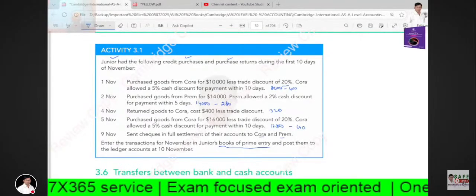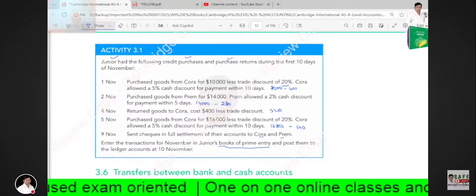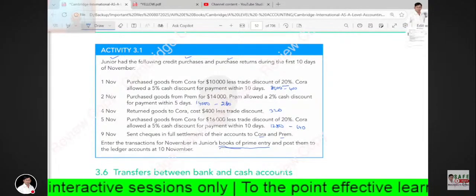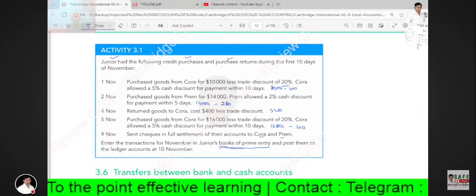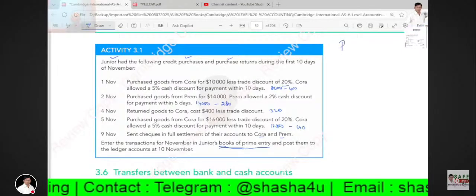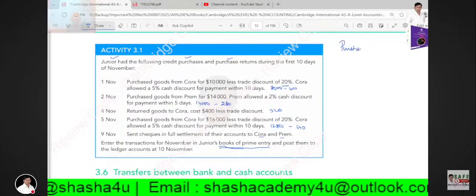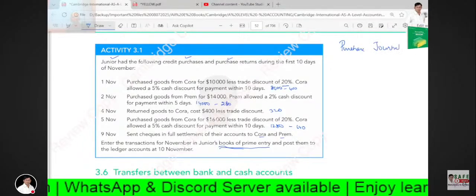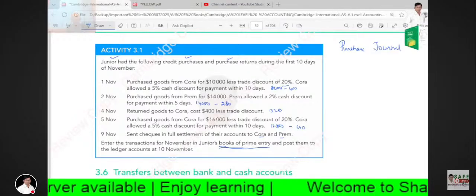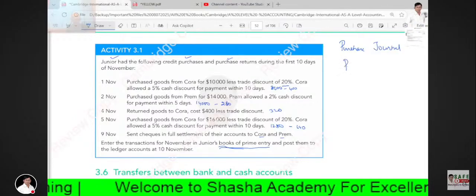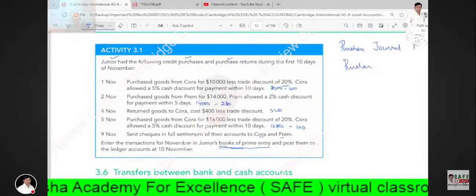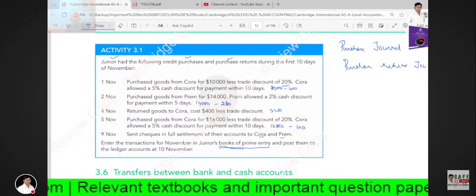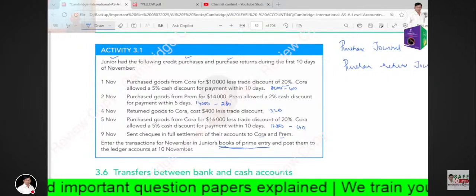So we have to enter the transactions for November in Junior's books of prime entry. So what are the books of prime entry in this case? The books of prime entry are purchase journal, they record all individual purchases, and purchase returns journal, they record all purchase returns.